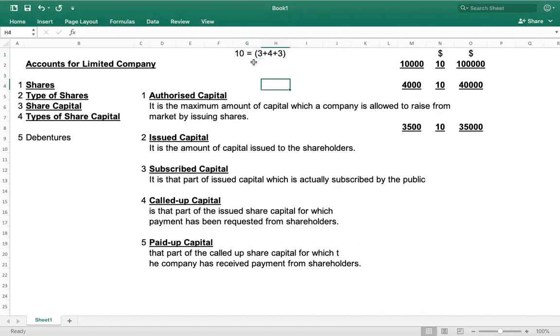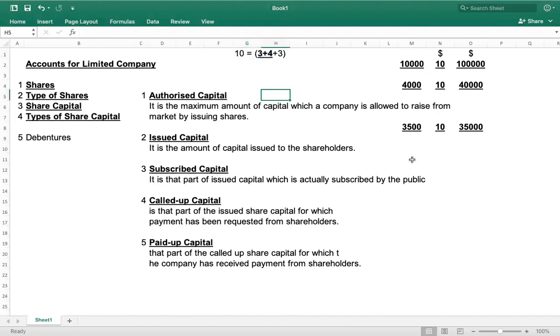Now, don't you think it is easier for the public to invest? Only at the time of application, you have to pay only 3, not the entire 10. Got it? So in the first year, the company asked for only these 2 installments. Only these 2.